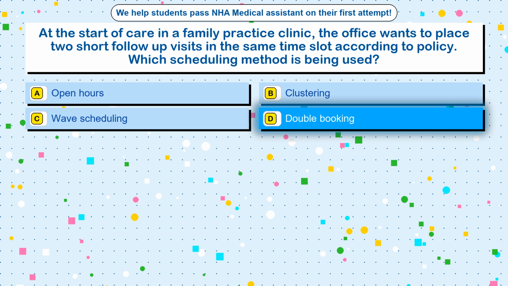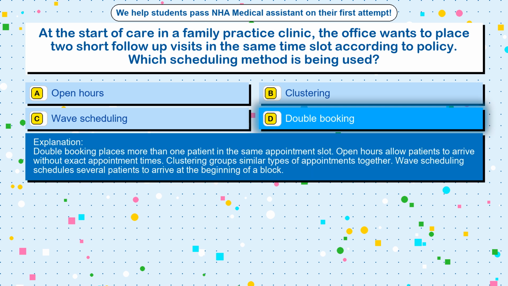Double booking. Double booking places more than one patient in the same appointment slot. Open hours allow patients to arrive without exact appointment times. Clustering groups similar types of appointments together. Wave scheduling schedules several patients to arrive at the beginning of a block.